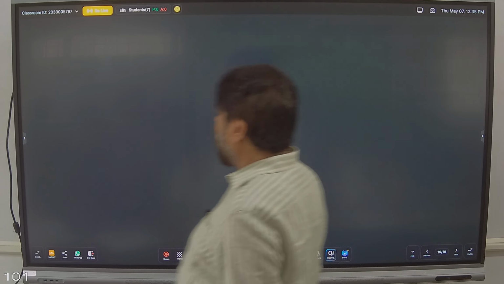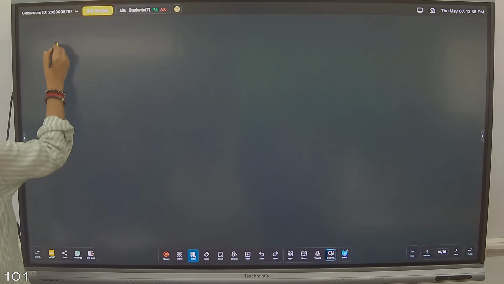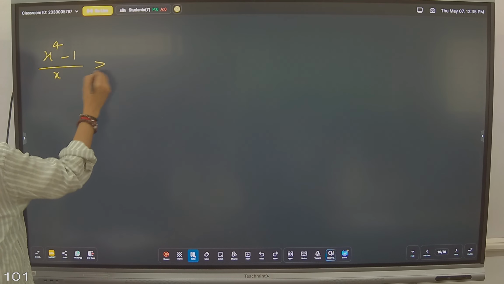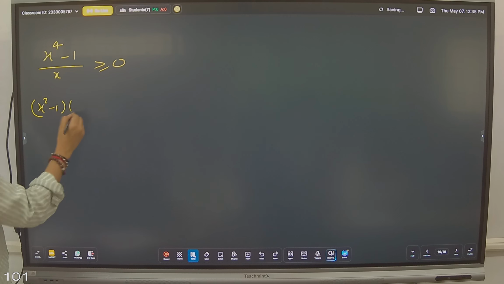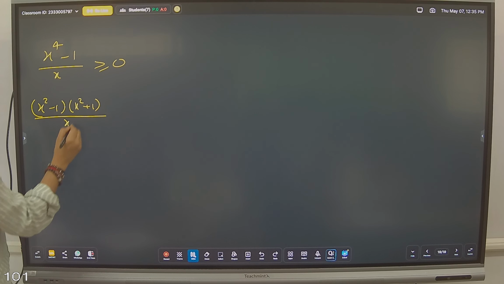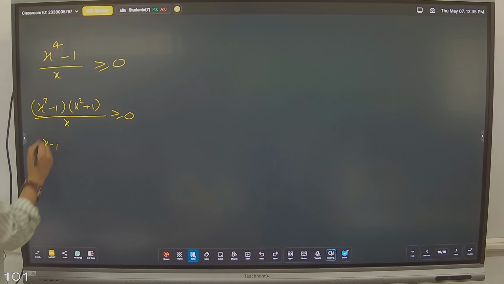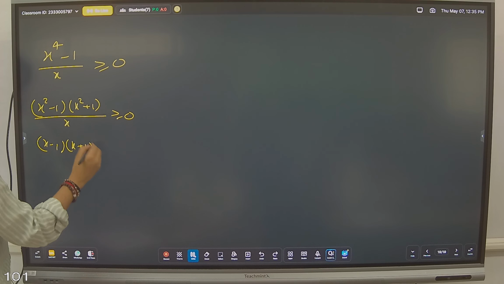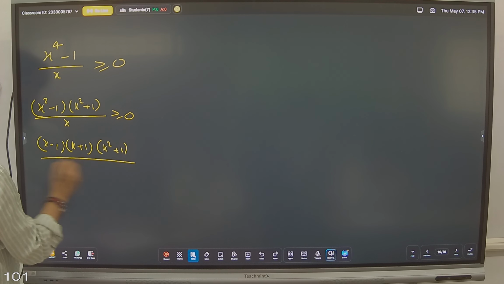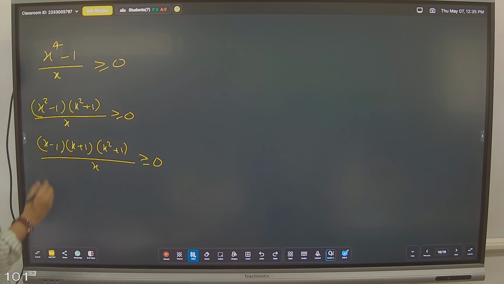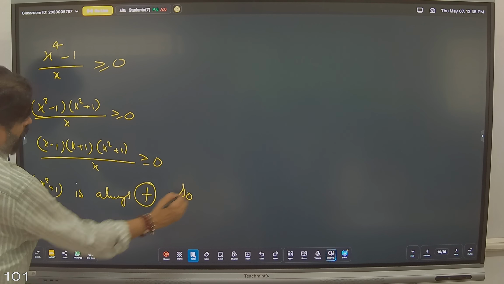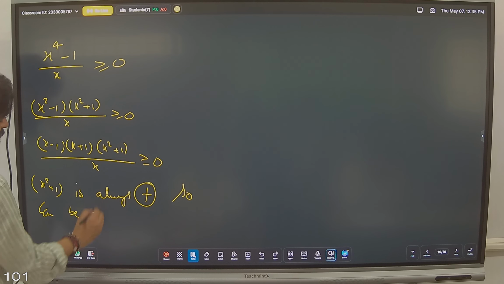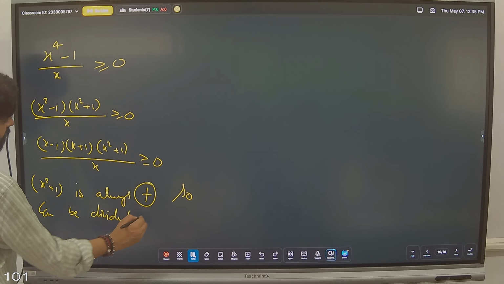If I have to solve this question, I will say (x square minus 1)(x square plus 1) divided by x greater than or equal to 0. I will say (x minus 1)(x plus 1). I will not be able to factorize x square plus 1, divided by x greater than or equal to 0. And then I can say that x square plus 1 is always positive, so it can be divided to the other side. Are you able to understand my point?